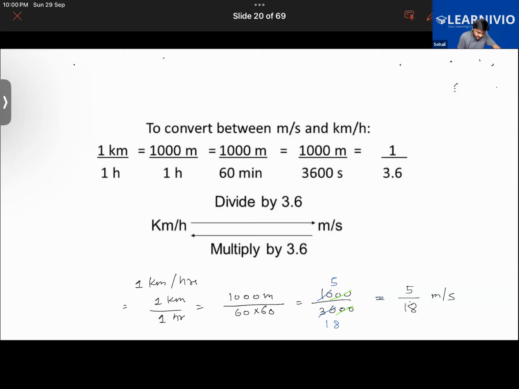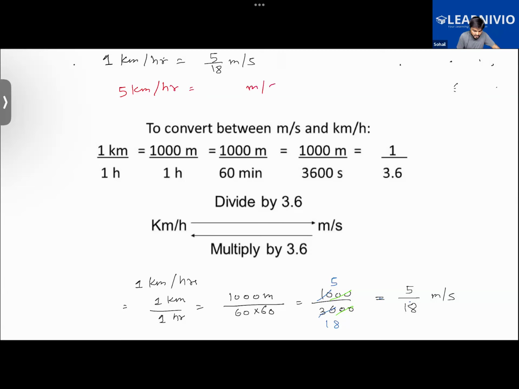So what we have learned right now is that 1 kilometer per hour is equal to 5 upon 18 meter per second. If I were to ask you how much 5 kilometer per hour will be in meter per second? We know 1 kilometer per hour in meter per second is 5 upon 18, so 5 kilometer per hour will simply be 5 multiplied by 5 upon 18, isn't it? That is 25 upon 18 meter per second.